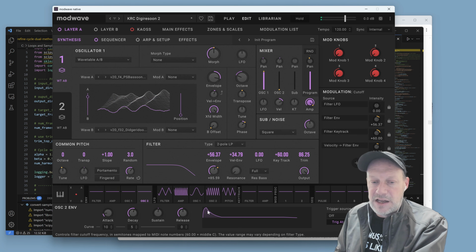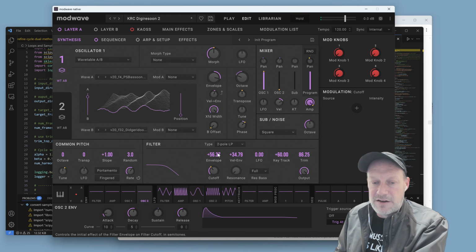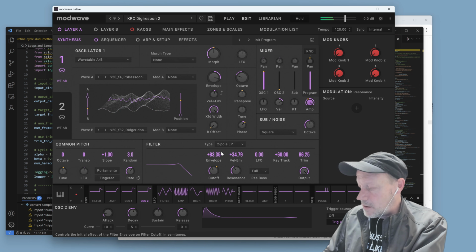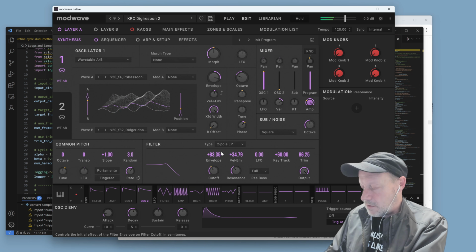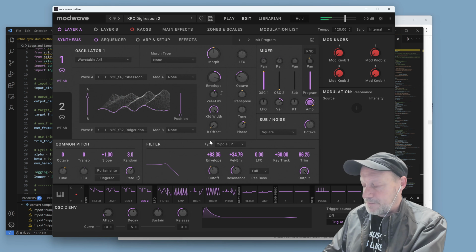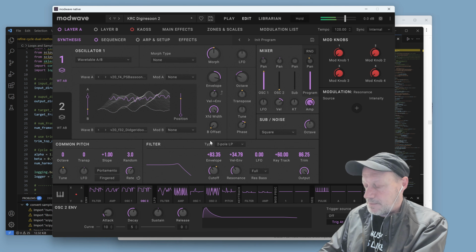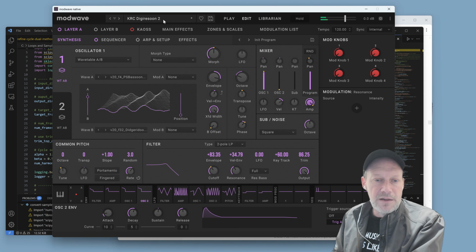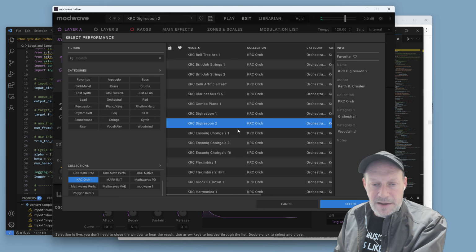We don't have a filter engaged here, but what if we modulated our filter? It's two-pole low pass, put some resonance on it. This will probably sound pretty weird. Also a little funky. That's kind of cool.